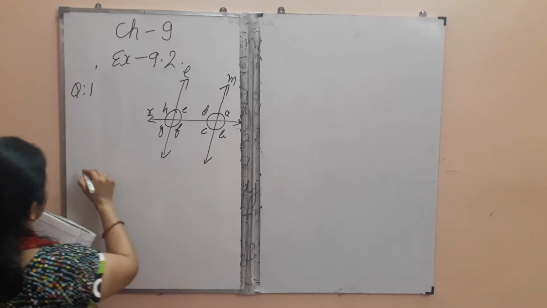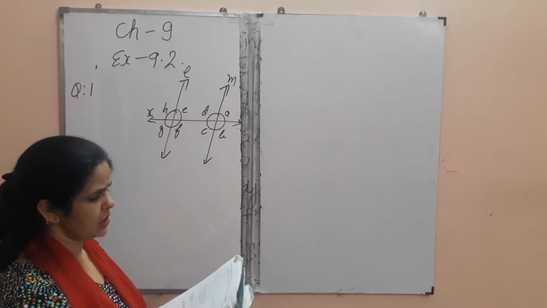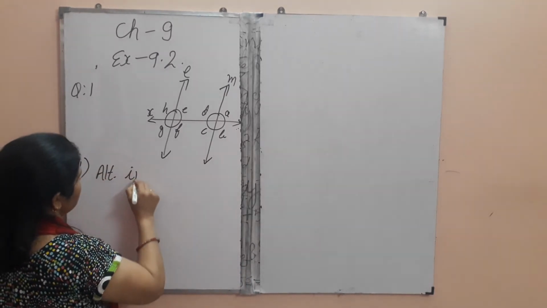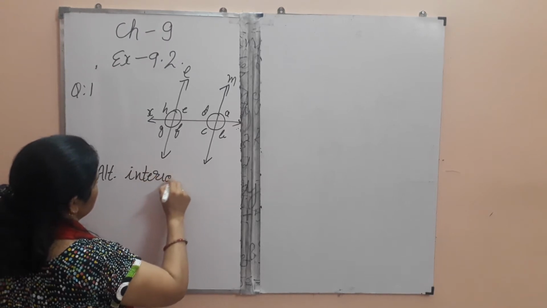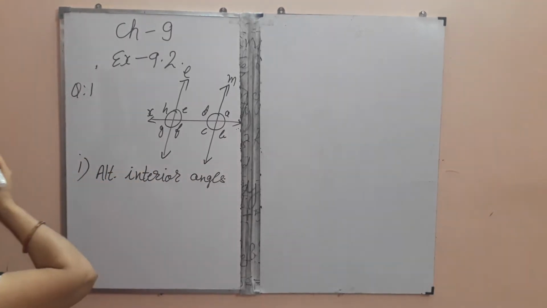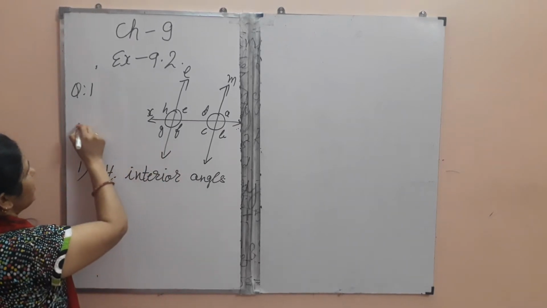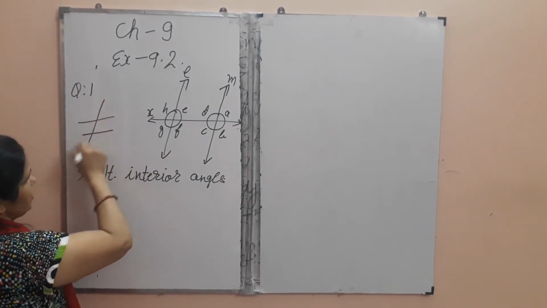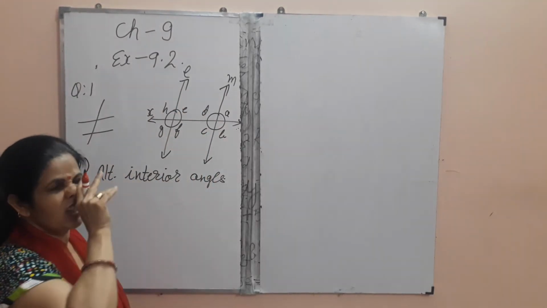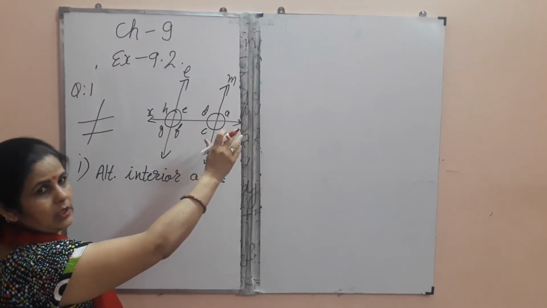Now, first question is, find the pair of alternate interior angles. So first is alternate interior angles. Now, when I was explaining the pairs to you, I had drawn the lines like this and the transversal like this. But they have drawn lines like this and the transversal like this. So either you can turn your book or you can see it in this way.